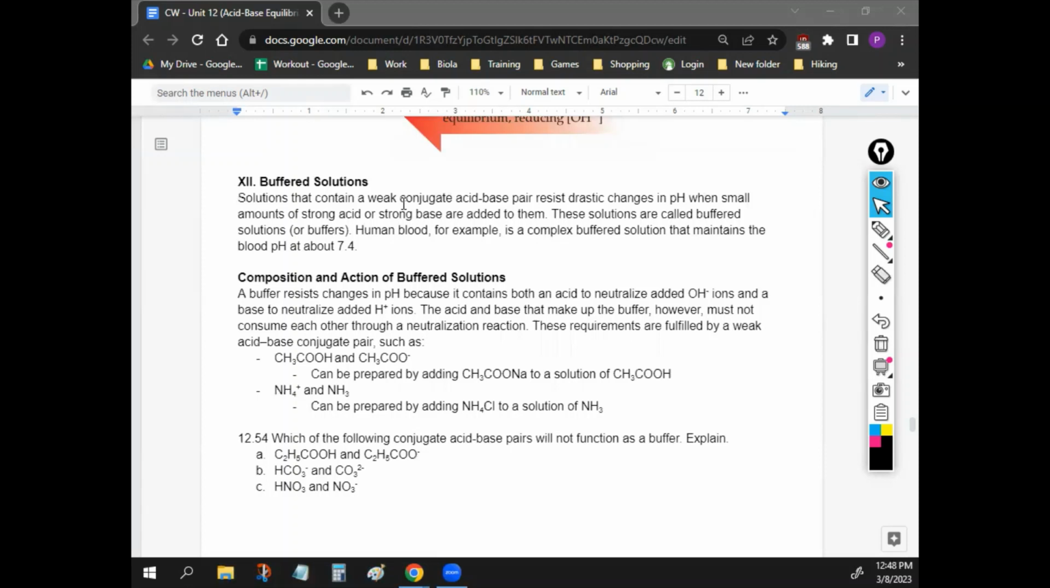Unfortunately, this is not the secret to getting buffer, but buffers are a special type of compound that we look at when we're looking at acids and bases. Basically, buffers are chemicals that prevent big changes in pH. If you want to be more specific, they're solutions that contain a weak conjugate acid-base pair. So there's an acid-base pair in there, and that prevents a big change in pH.